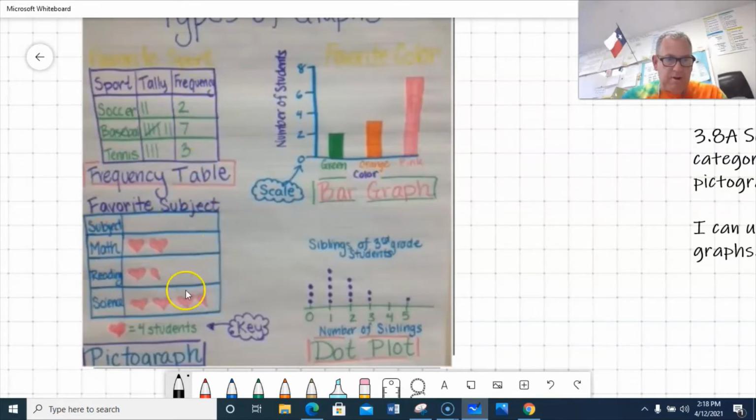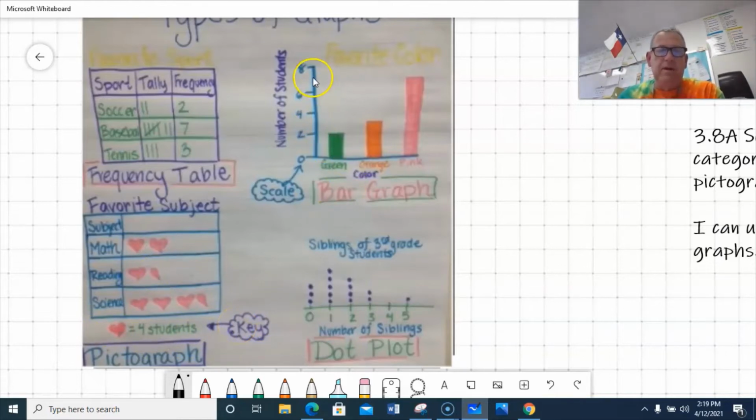This pictograph right here, important thing about pictograph is looking at the key right here. The key is going to represent what each picture represents in the picture. So one heart would represent 4 students. And then you have also with pictographs, a lot of times you'll have half of a picture. So half a picture will represent half of what a whole picture is. So in this case, the half a heart would represent 2 students. Keys are important in pictographs.